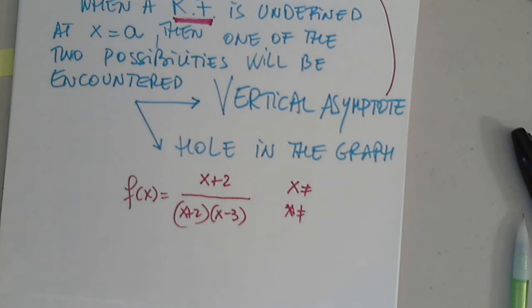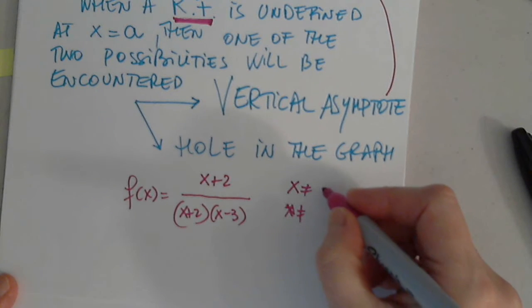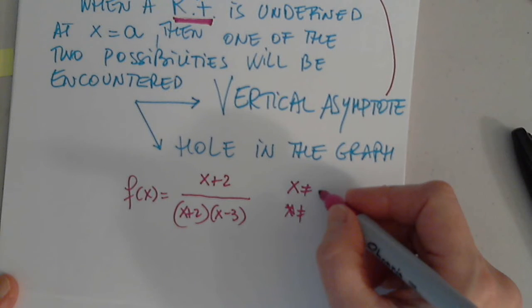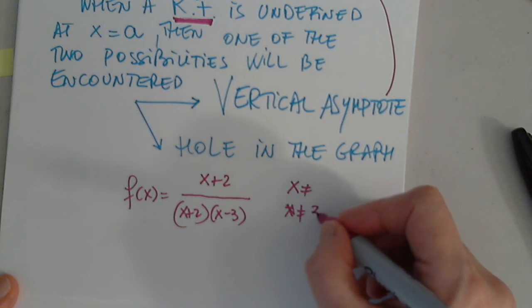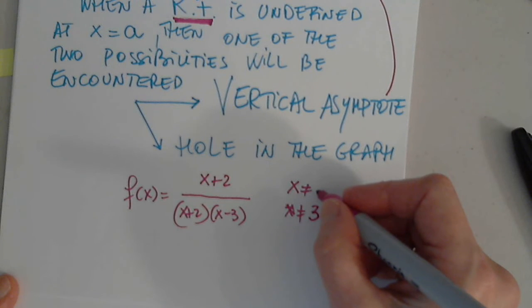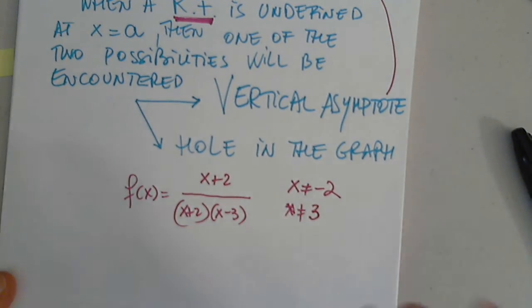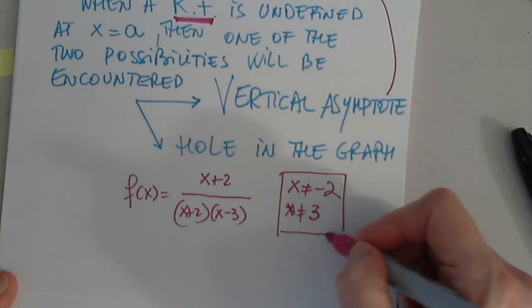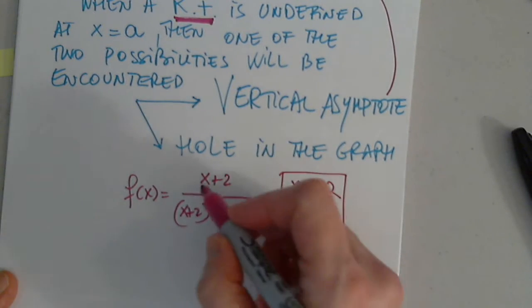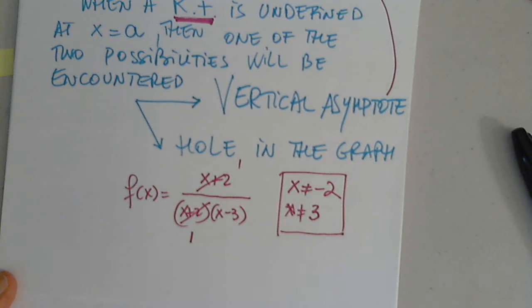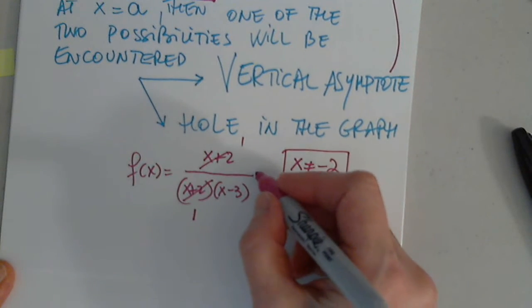Okay, Gabriel, can you tell us the restrictions? It'll be 2 and 3. Yes, but that's not correct. Wait, sorry, negative 2. I completely agree. Only after we state the restriction, not before, we have to simplify the function. So this function can be simplified.